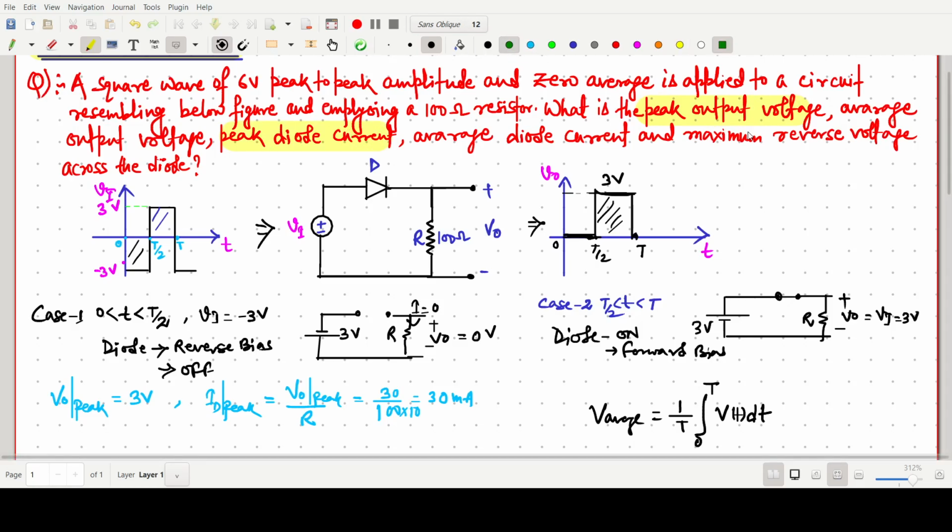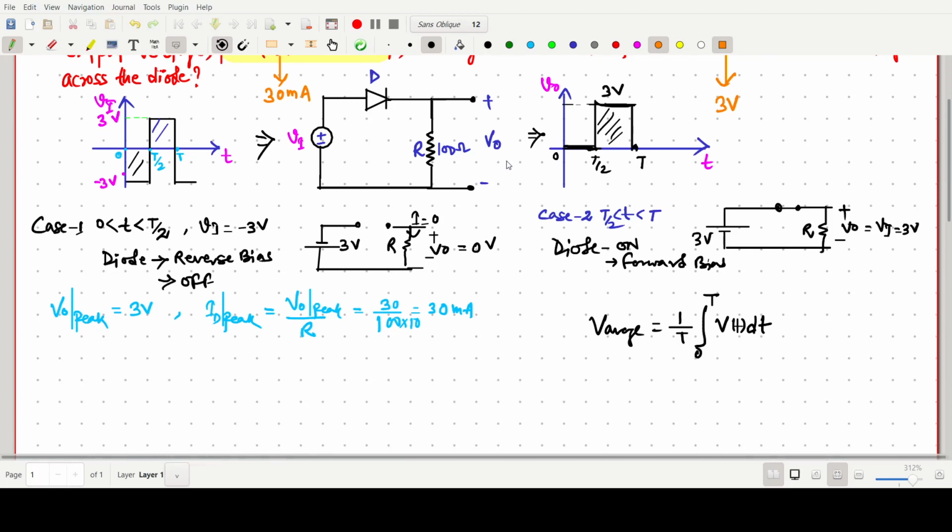This peak output voltage will be simply our 3 volt, and the peak diode current, this 3 by 100, is our 30 milliampere. These two we have calculated. Now we have to find the average output voltage, and after that we will find the average diode current. So first we have to find the average.